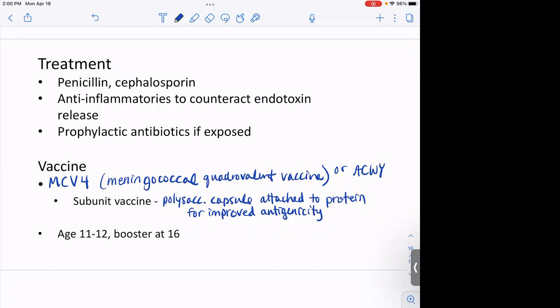It's pretty effective, somewhere between 85 and 100% effective. They don't give it to young children because it doesn't do any good. They don't make a good memory response to it, so we have to wait till kids are around the age of 11 or 12, and then to get fully protected, they want to get a booster somewhere like 16 or maybe before they leave home, ideally, for good protection.